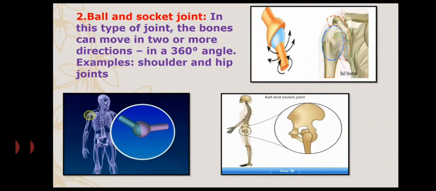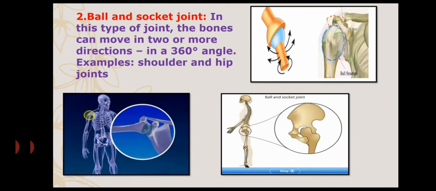Now second one is ball and socket joint. In this type of joint, the bones can move in two or more directions. Here we can make the movement of the joint, that is the ball and socket joint, in two or more directions also, and it's making an angle of 360 degrees. Example, shoulder and hip joint.